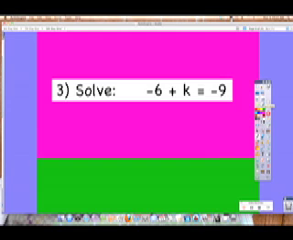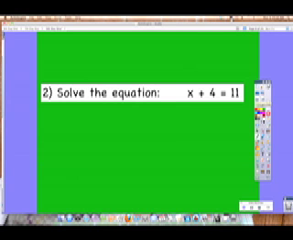Again, don't be afraid to use your calculators if you want to. 11 minus 4, guys, show me with your fingers. What is that? Thank you. Write it down. X equals 7. Box it up, circle it, mark it however.